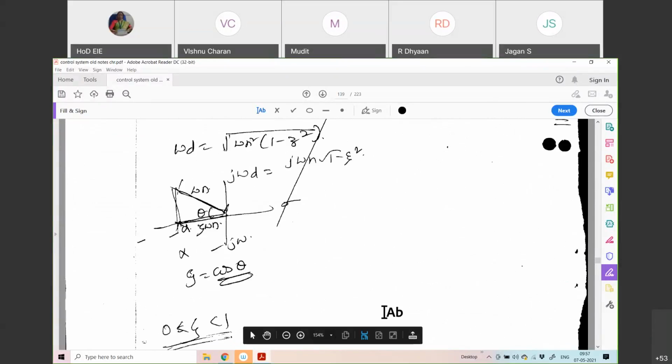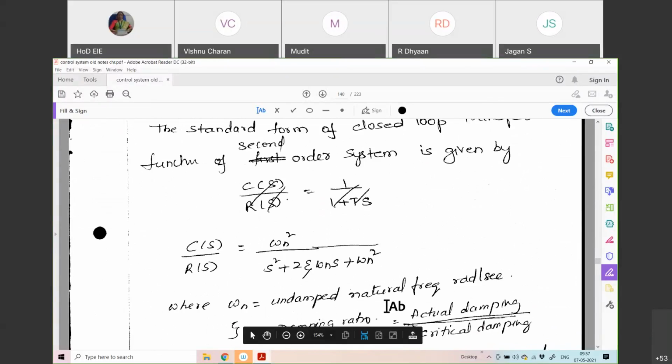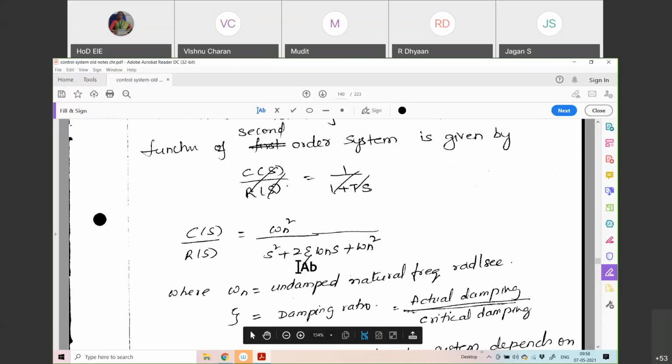Have you heard about second order systems anytime? The generalized transfer function of a second order system is given as C of S by R of S is equal to omega n square by S square plus 2 zeta omega n S plus omega n square. Please make a note of it. It has to be used repeatedly and you should not forget it. It's like a mantra.